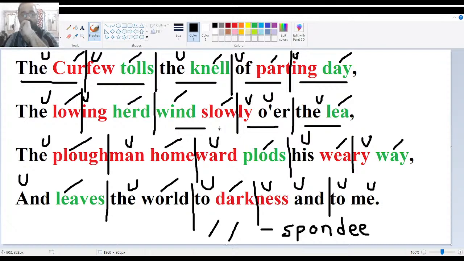The lowing herd winds slowly o'er the lea. The ploughman homeward plods his weary way. There is no variation in this line. And then you have the and leaves the world to darkness and to me.